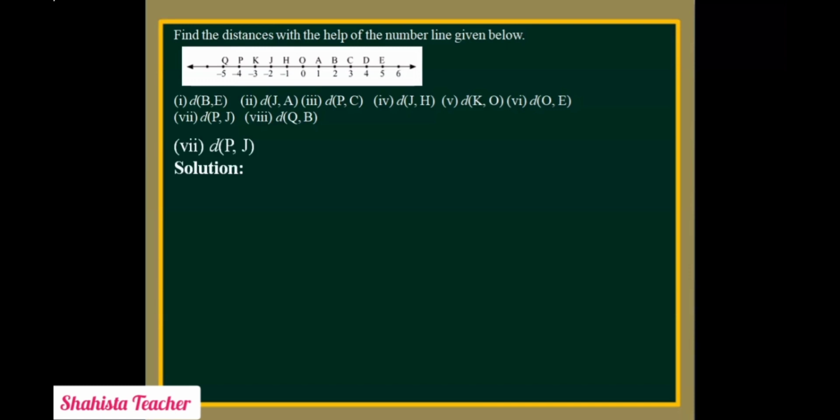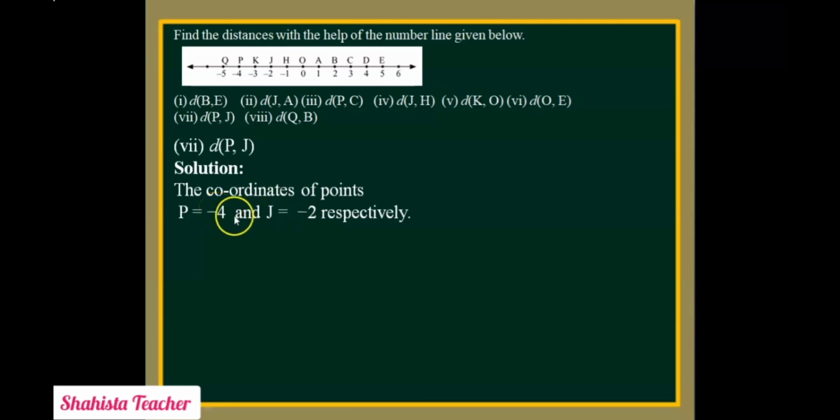The coordinate of point P is equal to minus 4 and J is equal to minus 2 respectively. Now here, very important, which number is greater? These both numbers are negative. Minus 4 and minus 2 both are negative. So here the number which is smaller, that number is the greater number. That means minus 2 is greater than minus 4.